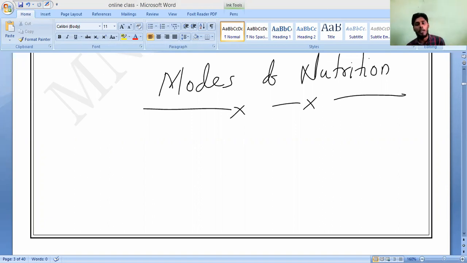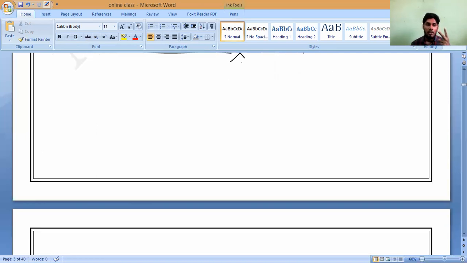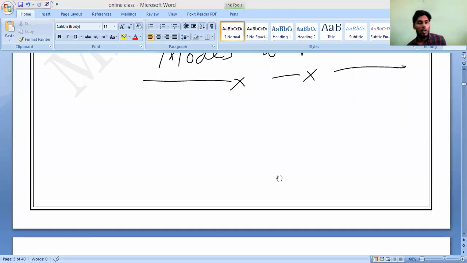On the basis of their modes of nutrition, all organisms can be divided into two main groups. How many main groups? Two main groups. The first is those who produce their own food, they are called autotrophs, or the autotrophic mode of nutrition. The second one is heterotrophs, or the heterotrophic mode of nutrition.